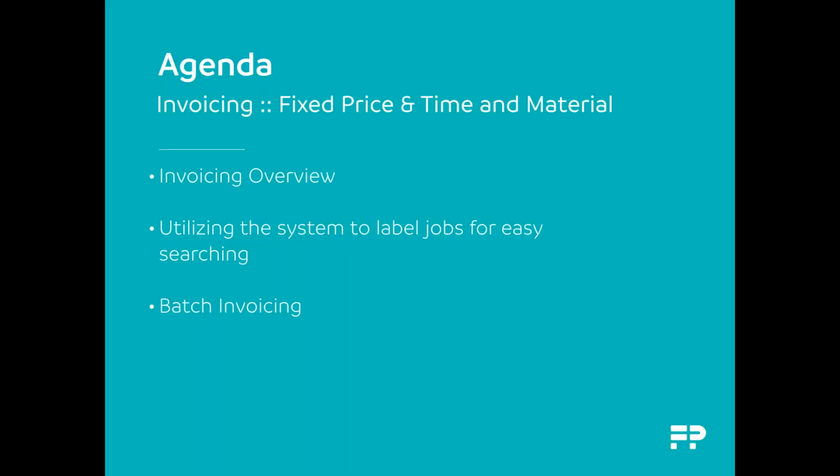Great. So going into our agenda, I'm going to do a quick, basic invoicing overview, with some definitions of the different types of invoices that live within Function Point. Then we're going to dive into easy ways to use the system to label your jobs for, say, your accountant, making sure everything is prepared for invoicing time. And then we'll go through different ways of batch invoicing, again using those ways of labeling to make your invoicing easier day to day.